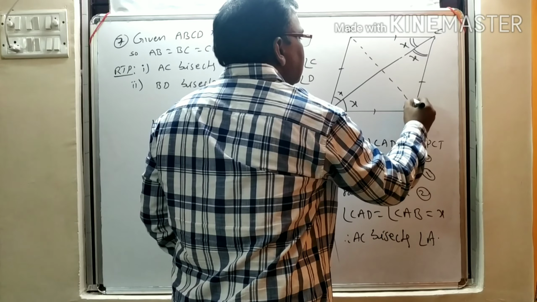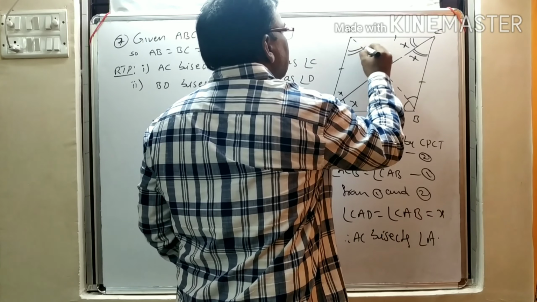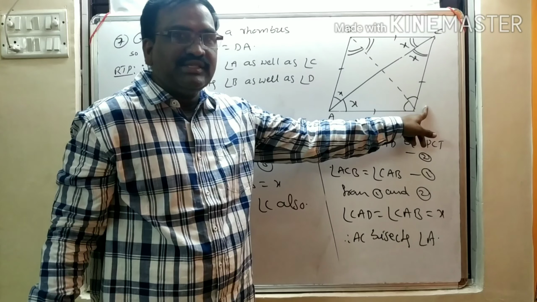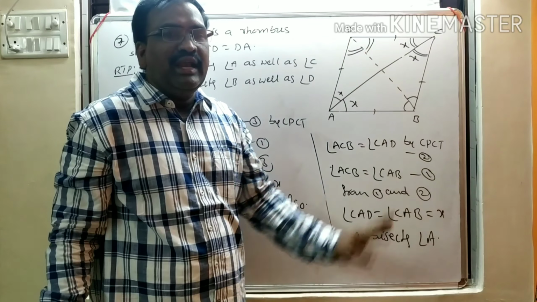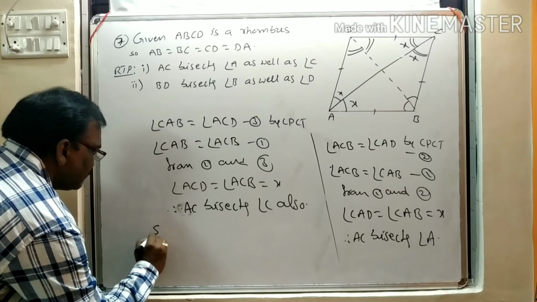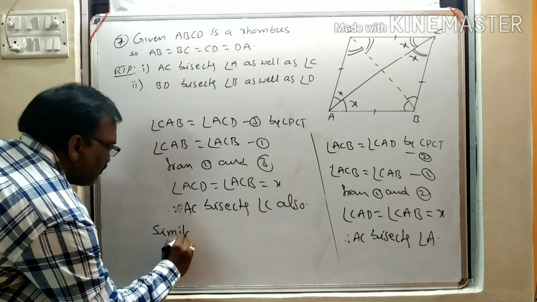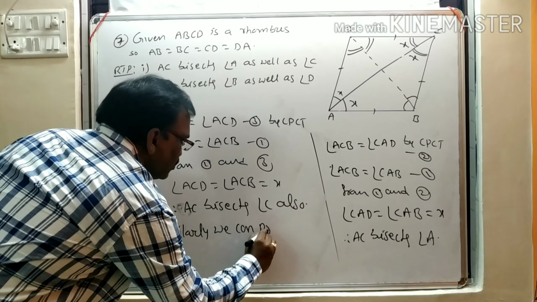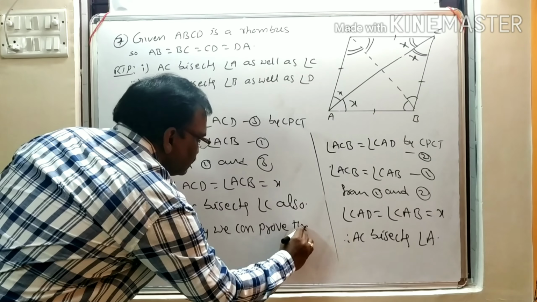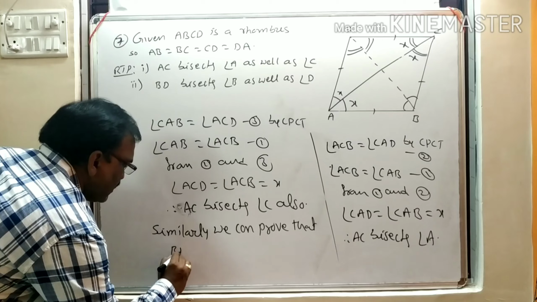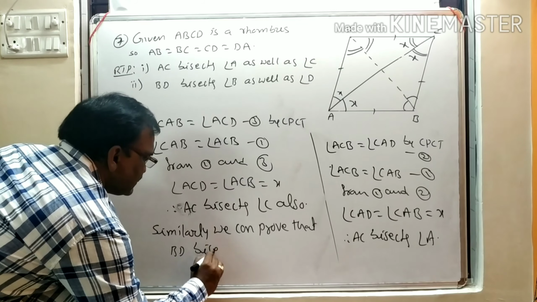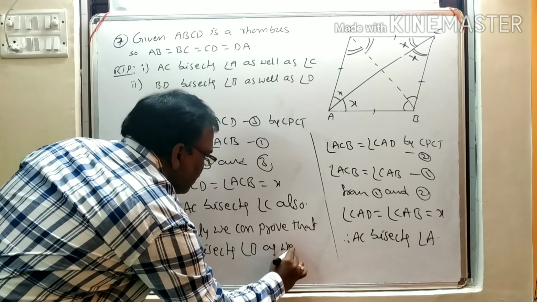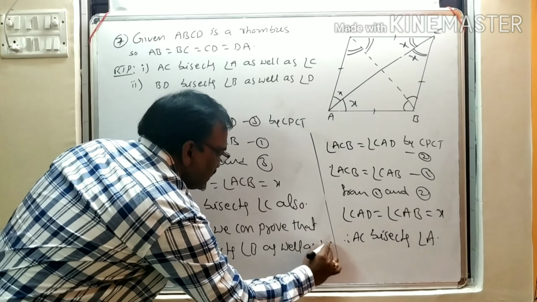Similarly, we can prove BD also. Similarly, we can prove that BD bisects angle B as well as angle D.